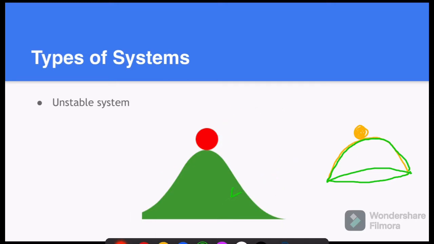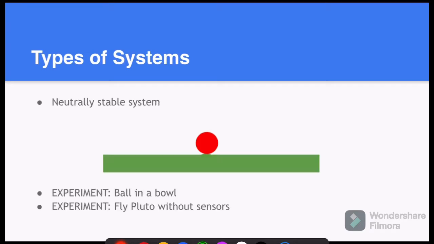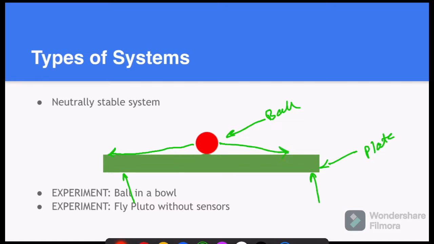Now we will see the last one, neutrally stable. It's similar to our unstable one only. This one is a small plate that we are using. This is our ball. Suppose you lift up this plate, the ball will move toward this side. Or suppose you lift up this plate from this side, the ball will move to this side. It will not stop over here, it will just fall down.